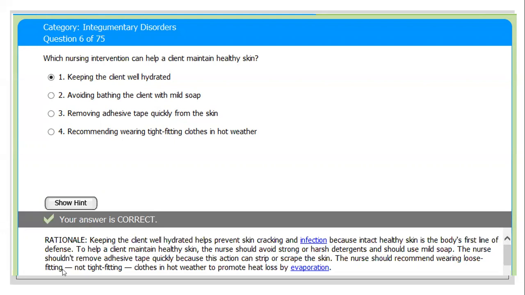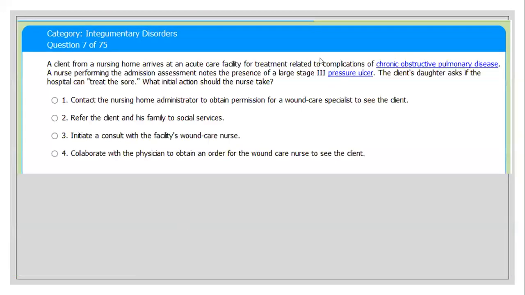To help a client maintain healthy skin, the nurse should avoid strong detergent and should use mild soap and water. The nurse should not remove adhesive tape quickly, because this action can trip the skin. The nurse should recommend wearing loose fitting dress, not tight fitting, right? Next question here.